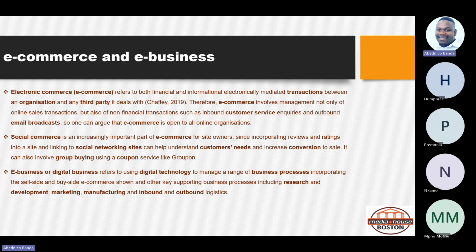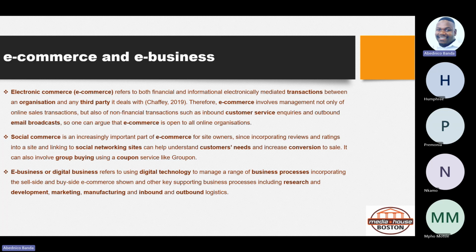Because social commerce is a sort of subset of e-commerce that involves social media and online media that supports social interactions and user contributions to assist online buying and selling of products and services.